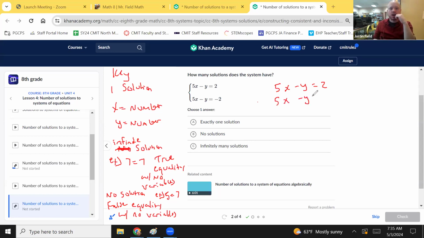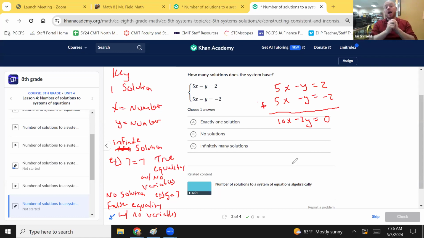5x minus y equals negative 2. When you're doing this kind of work, you always want to look and see if you see a pattern. All right, so we're going to add them together again. 5 and 5 is 10. Negative 1 and negative 1 is negative 2. 2 and negative 2 is 0. So now, when I add them together, I get, oh, they don't cancel out. Oh, I have to show you that much.